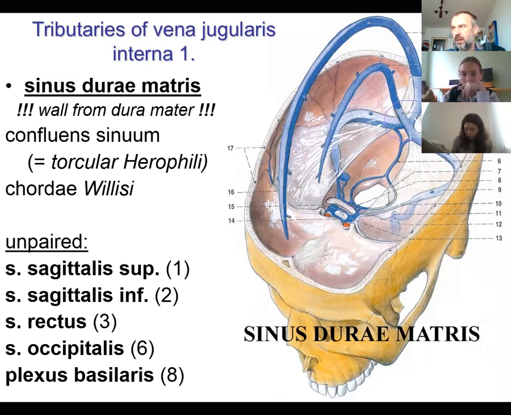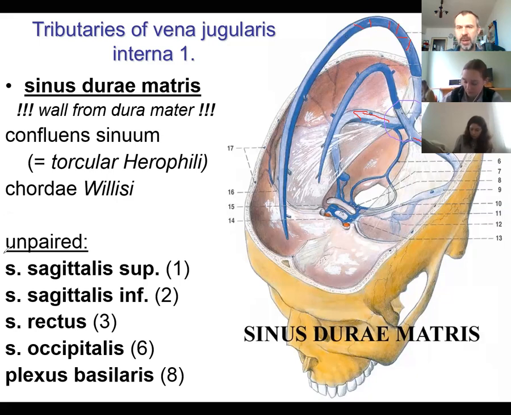Okay, what is the confluence of sinuses? It's this area here behind, where you can see that the sinuses all meet, yeah? And finally, the blood which comes here drains to the sides via the transverse sinus. So this is the so-called confluence of sinuses, and we find it at the internal occipital protuberance. And the cords of Willis are parts of dura mater which bridge the lumen of the sinuses.